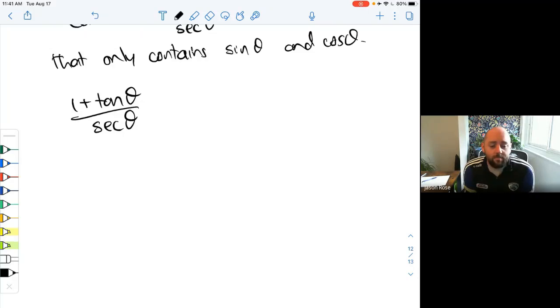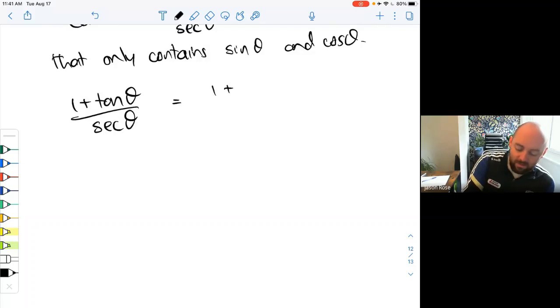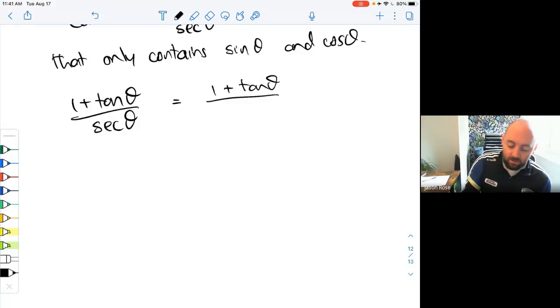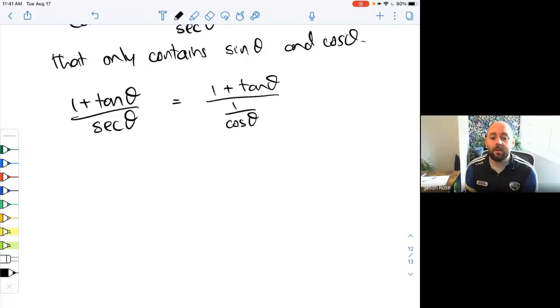Which way will I go? Okay, what we could do is just change everything right now. We have these identities. Convert secant, sure. So we can convert secant. We have 1 plus tan theta. Tan theta will also have to be converted soon, but secant is 1 over cosine. Okay. So what do you want to do next?